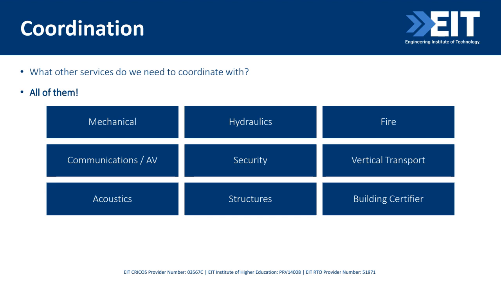So what I mean by that is, who do we coordinate with as electrical engineers? The answer is everyone. We interface with mechanical and hydraulic, fire, comms and AV, security, vertical transportation, so your lifts and escalators, acoustics, structures, as well as the building certifier. We have to liaise with all of those disciplines.